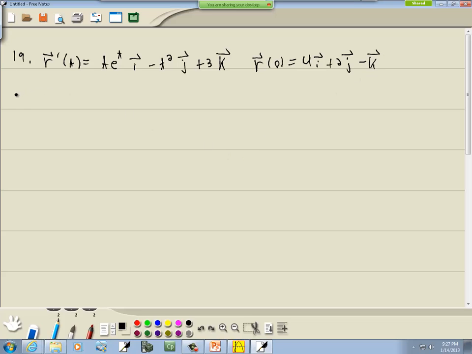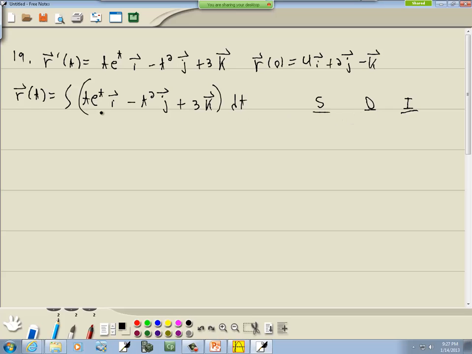Okay, so to find r, again we're going to take the integral of r prime. So an integral of t e to the t i minus t squared j plus 3k with respect to t. Now this is by parts, and I wanted to refresh your memory on it, so that's why I chose this. Now for the t e to the t, t is going to be our derivative portion, so we'll put t there, and the integral will be e to the t.